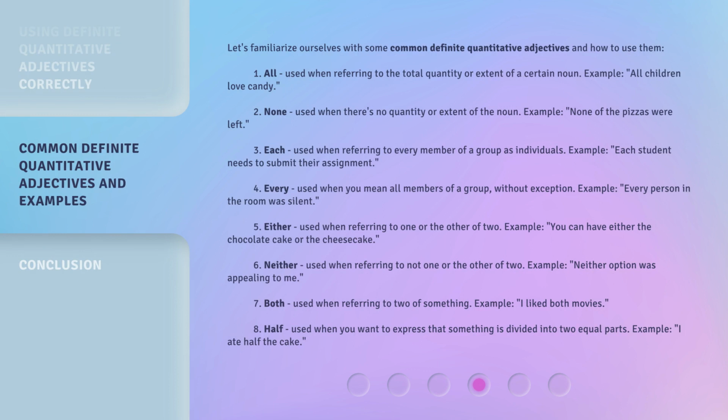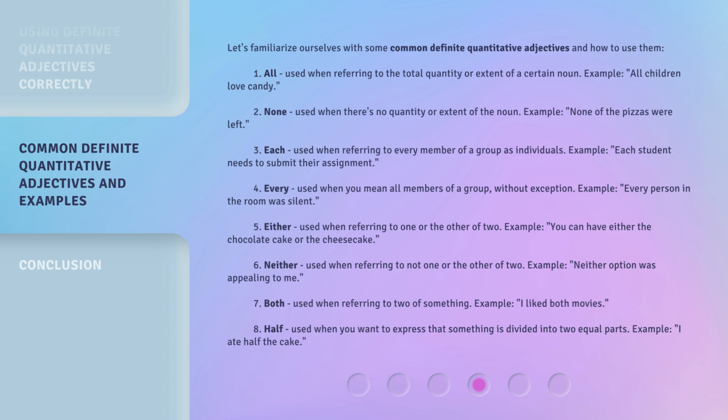Let's familiarize ourselves with some common definite quantitative adjectives and how to use them. 1. All. Used when referring to the total quantity or extent of a certain noun. Example, all children love candy. 2. None. Used when there's no quantity or extent of the noun. Example, none of the pizzas were left.